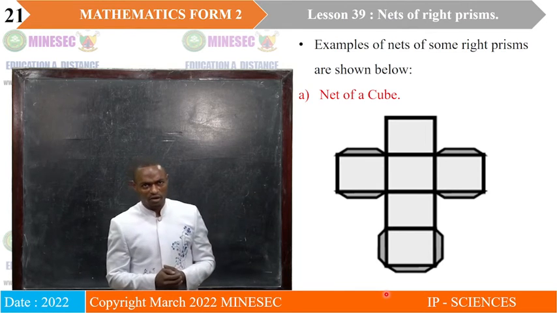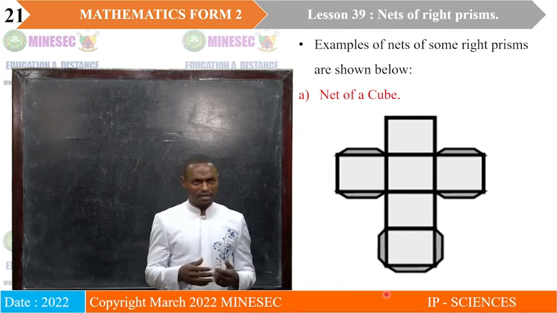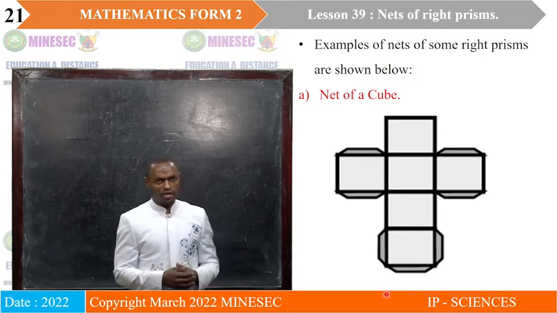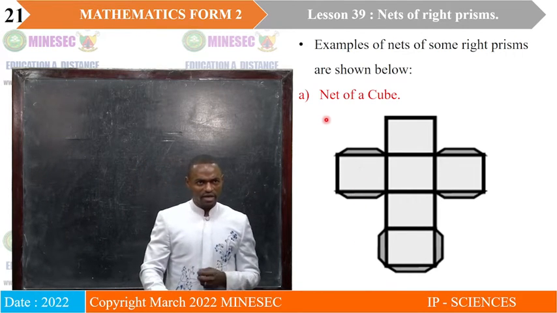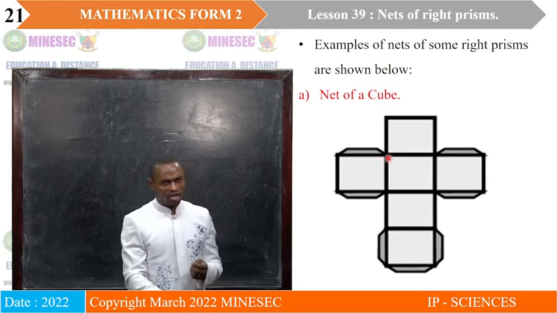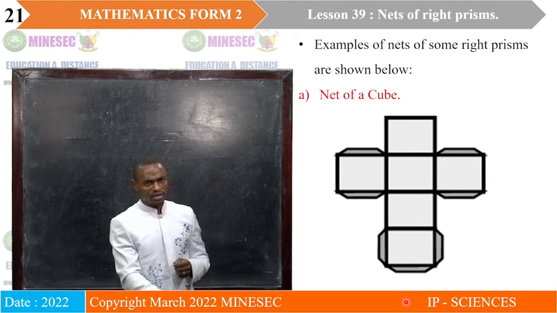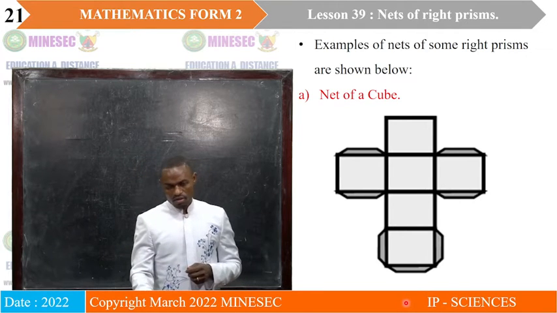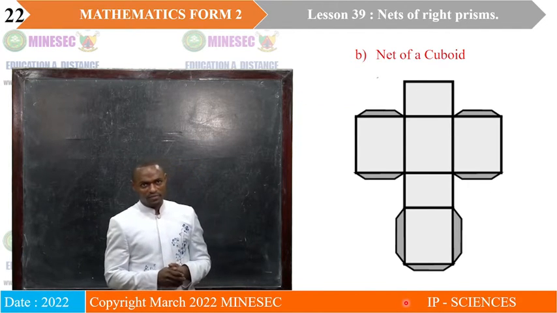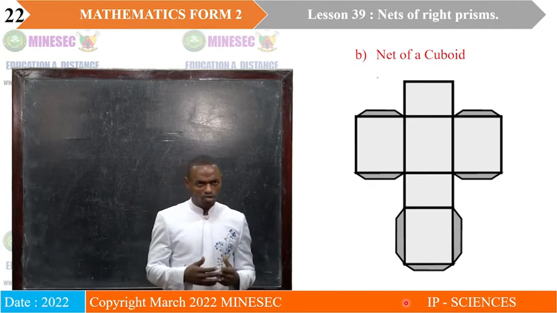Examples of nets of some right prisms are shown below. This is the first one, A, the net of a cube. The second one, this is a net of a cuboid.